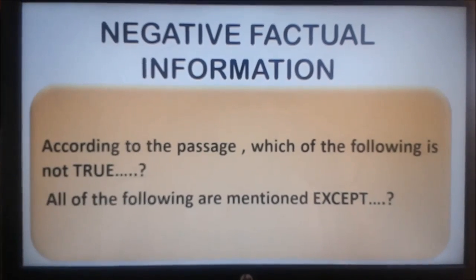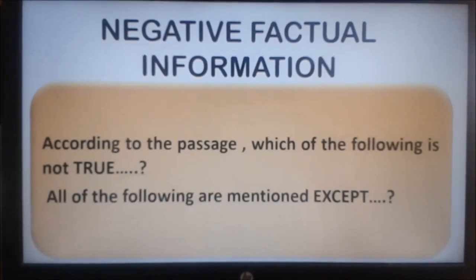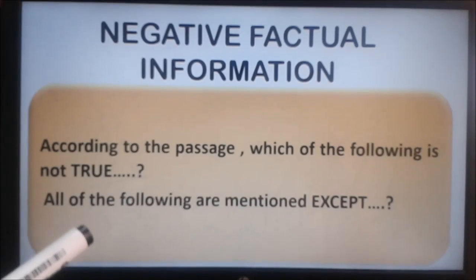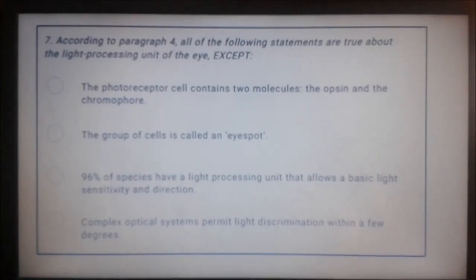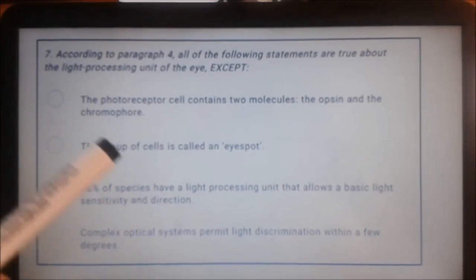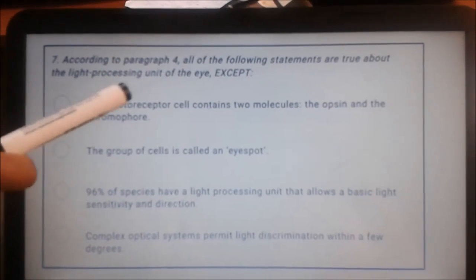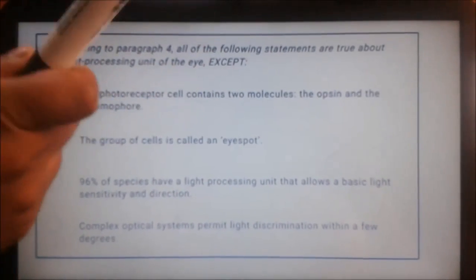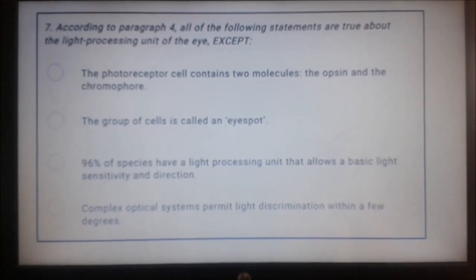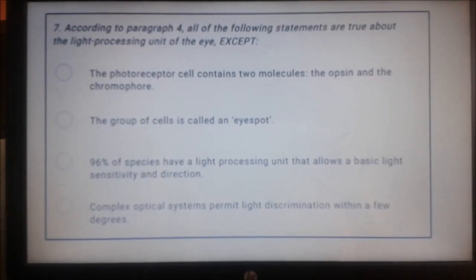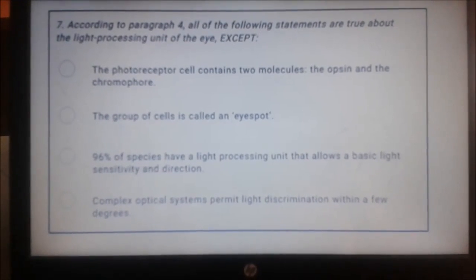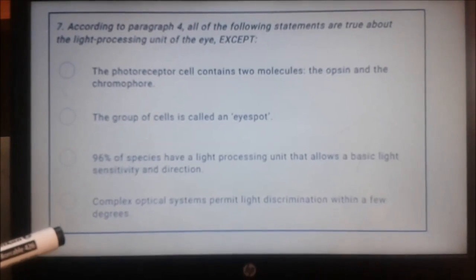According to the passage, which of the following is not true? Or, all of the following are mentioned except? Here you have a clear example about the negative factual information. According to paragraph 4, all of the following statements are true about the light processing unit of the eye, except. Here you have 4 options too.